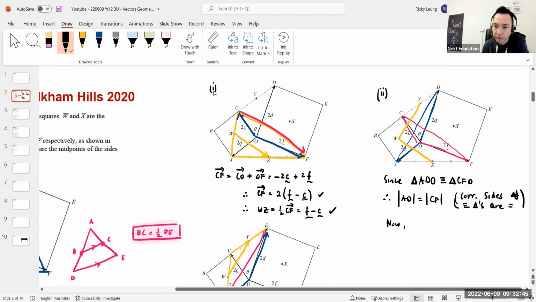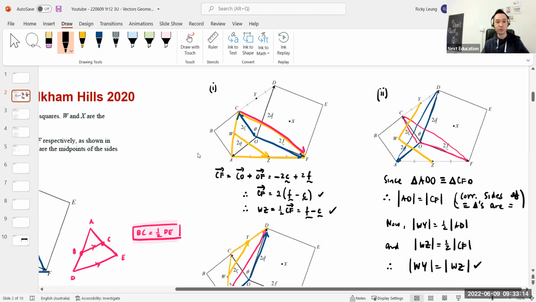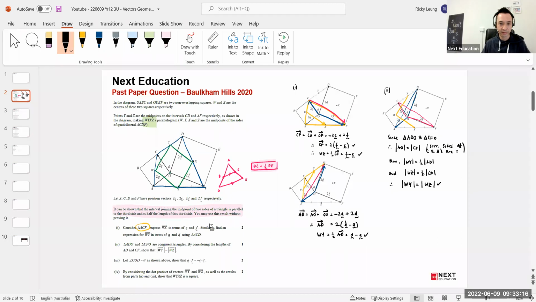Now, the magnitude of the yellow WY is equal to 1/2 of the magnitude of AD. That's given, because it's 1/2. And the magnitude of WZ equals 1/2 of the magnitude of CF, because they're equal. Therefore, the magnitude of WY is equal to the magnitude of WZ. One marker, nothing too hard about that, hopefully.